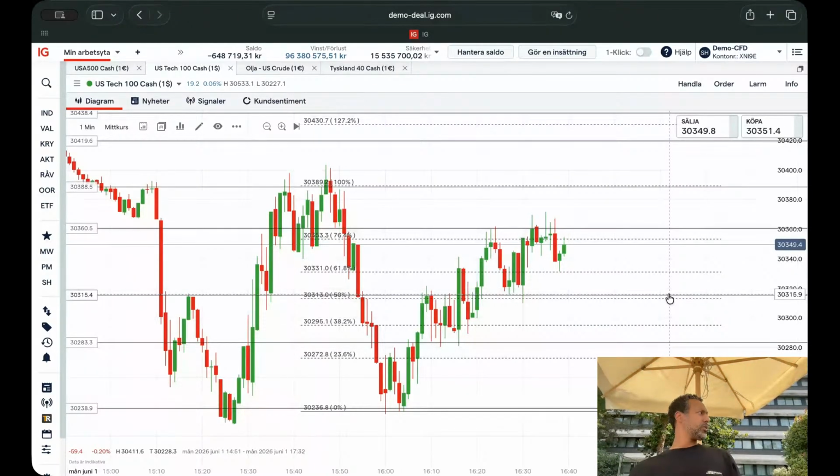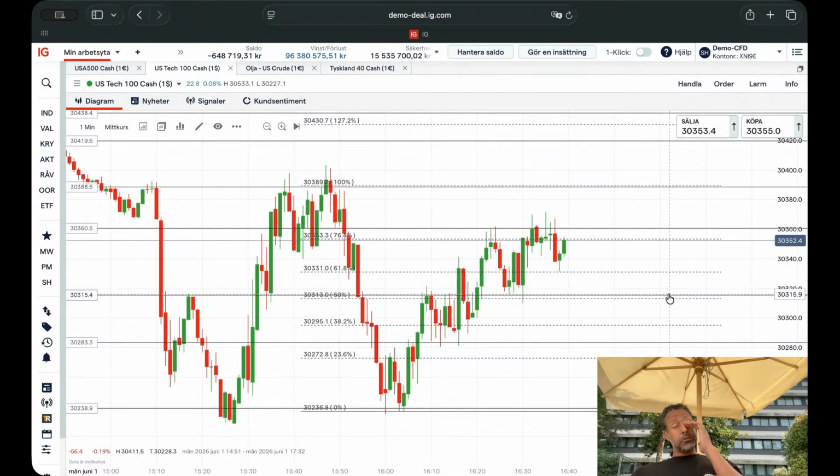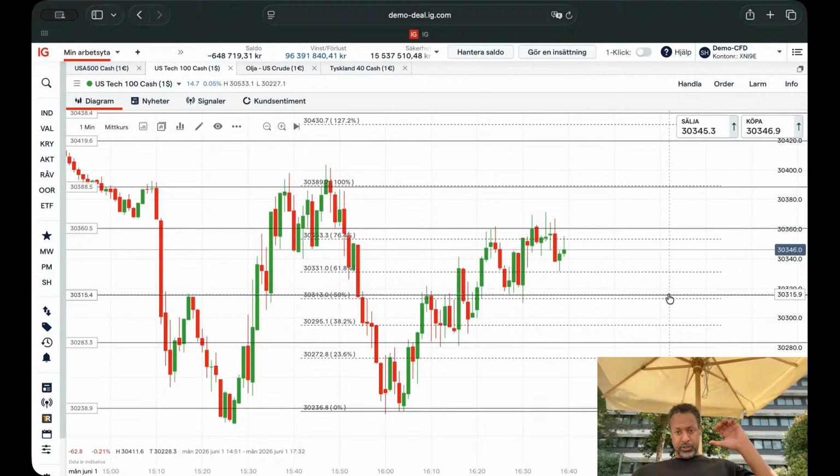So another 0.02. So what are we at? Are we at 2.6, 2.8? We're 2.2. 2.6, 2.8. So around 5%, 5.2% is 2.6. 0.26% would be right.